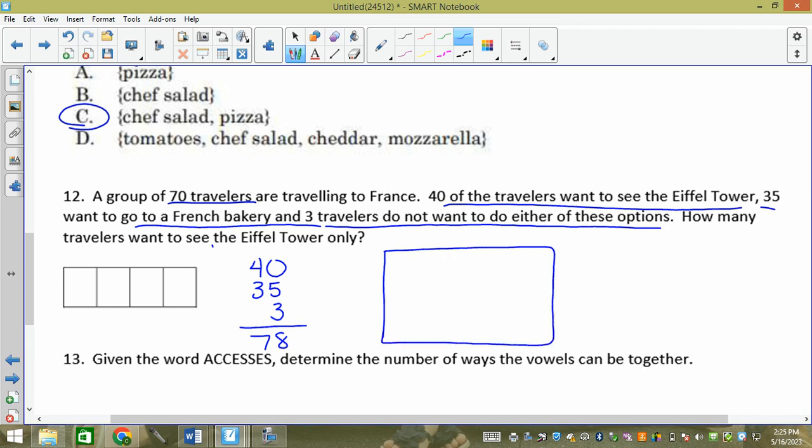Remember we always draw a box on our Venn diagram, because there are people who are sitting outside the circles but not in the Venn. So this would be Eiffel Tower, and then we have French bakery. And we have 8 in the middle. How many are French bakery only? 27. If it says only, it's the only time we don't subtract, right? And then how many are in the Eiffel Tower only? 32. So they want to know how many want to see the Eiffel Tower only? 32.